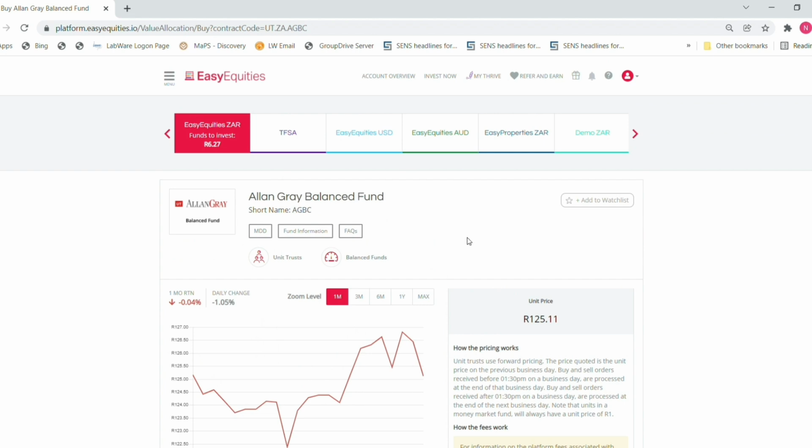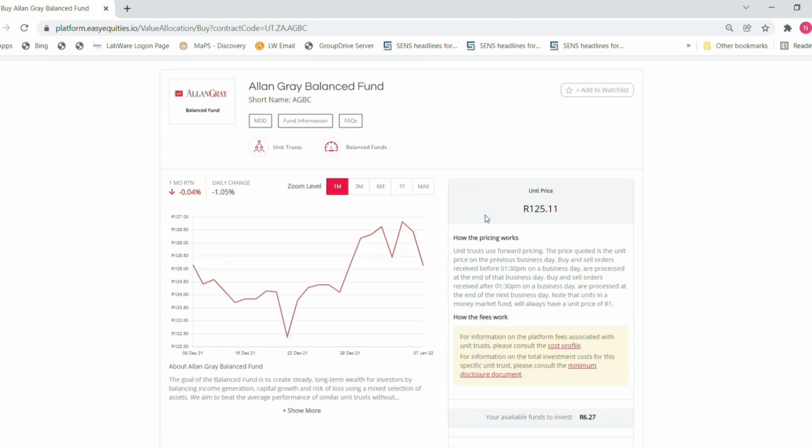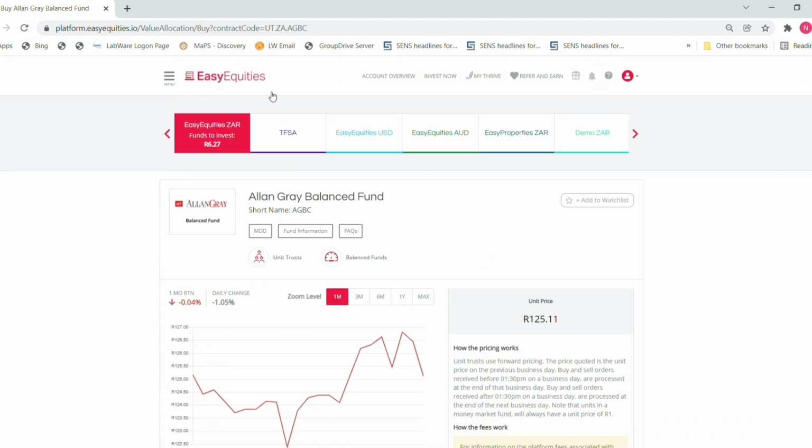And by the way, guys, ETFs are listed on the stock market. That's why they are available to buy at any time, because the stock market is open. But unit trusts are not listed on the stock market. Don't be confused. Remember, Easy Equities is not the stock market, guys. Easy Equities is just a platform that allows you to buy things which are listed on the stock market and even things which are not listed on the stock market. So for example, unit trusts are not listed on the stock market. Easy Equities is just facilitating the process for you to buy them.